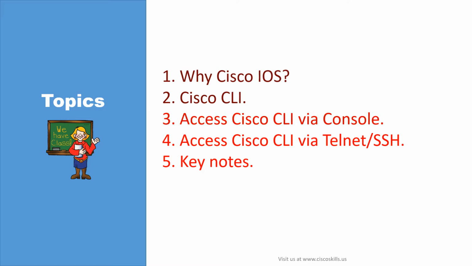After that, we'll learn about how to access Cisco CLI via console port, in which we talk more about different types of console ports and different types of console cable, along with the emulator software. Next, we will learn how to access Cisco CLI via Telnet or SSH, in which we talk more about Telnet and SSH options, along with the emulator software. Finally, we sum up our lesson with the keynotes.